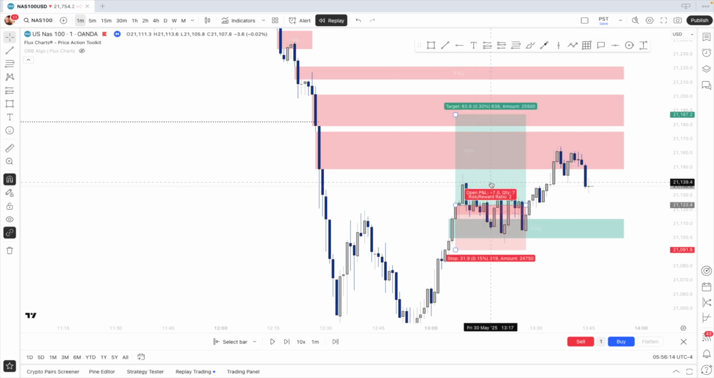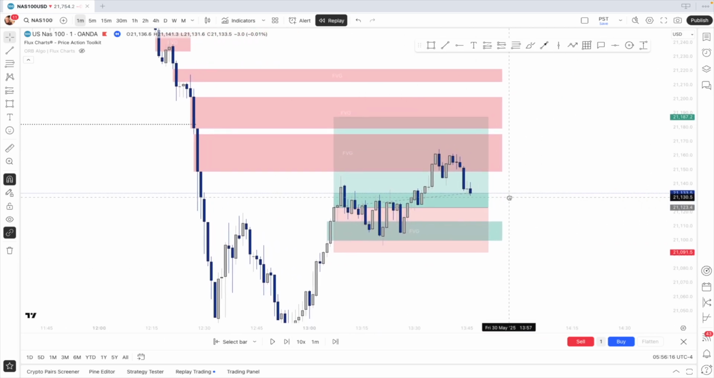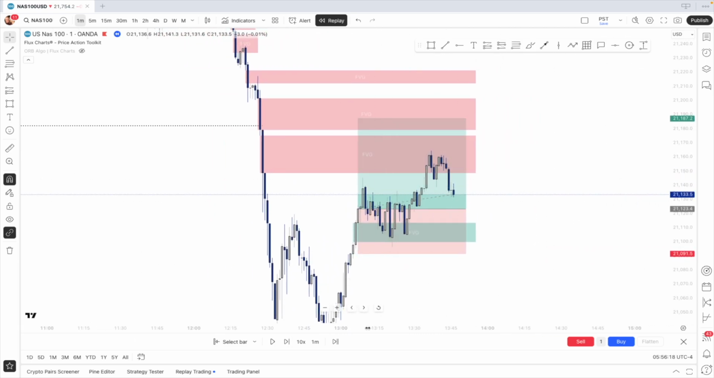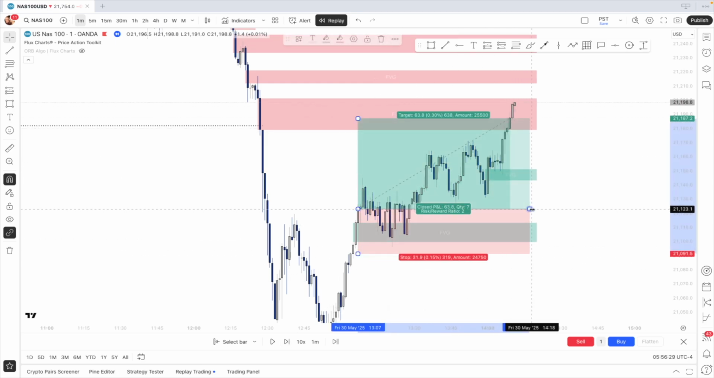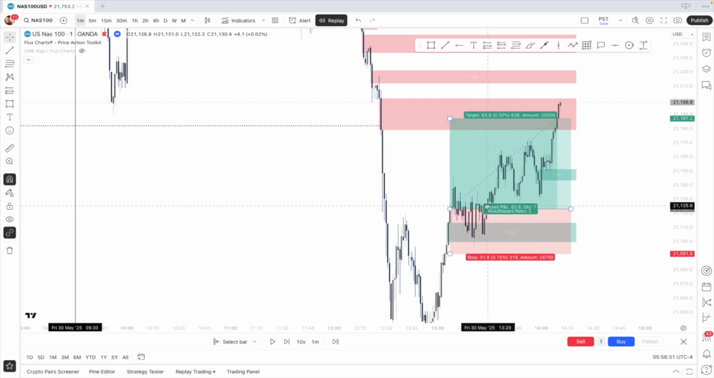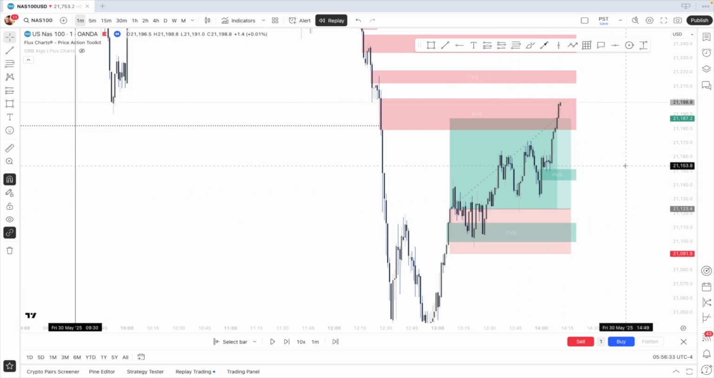It's playing around a little bit. This one can be a break even trade actually, because we're already at 1 to 1. Tapped our entry again, still consolidating, and there we go. Nice and beautiful trade for this day right over here.